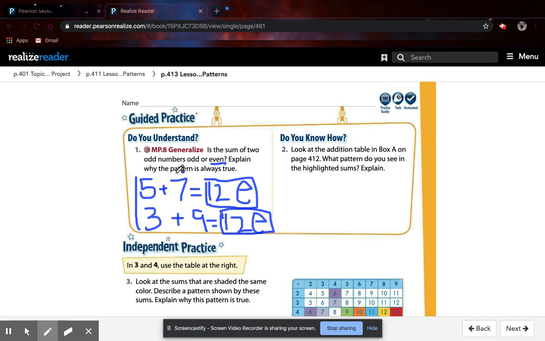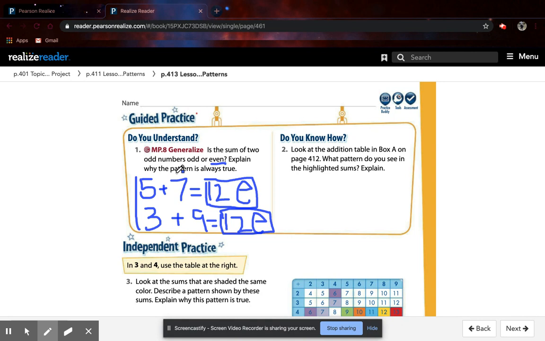So number 2 is, do you know how? Look at the addition table in box A on page 412. So all of you have it in front of you. I have a book in front of me, so I'm going to look like on my end, you flip through as I'm going over this. So you should turn to the addition table in box A on page 412. What pattern do you see in the highlighted sums? Explain. And I kind of already went over the highlighted sums. In this case, they're talking about for all of the white sums, those are all going to be even.